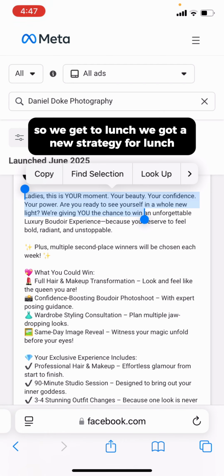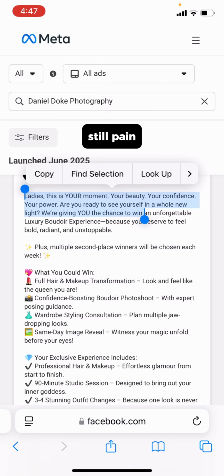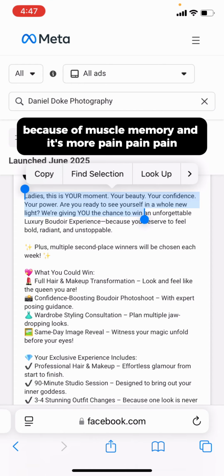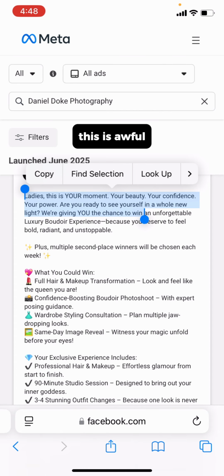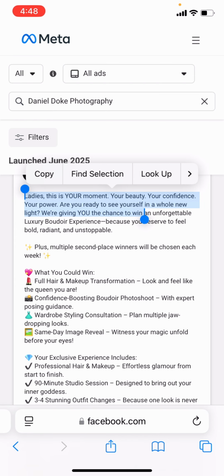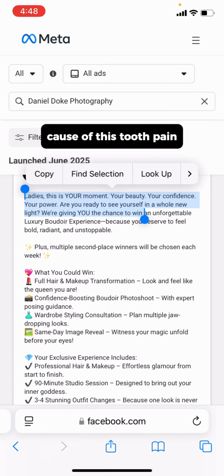So we get to lunch. We got a new strategy for lunch, which is we're going to choose the food on the left side of our mouth. So we do that, but still pain on the right side because our teeth touch a little bit, and our jaw still hurts, and then some food does go over there because of muscle memory. And it's more pain. We're like, man, this is awful. Can't even finish our lunch. We only ate half of it. We're like, all right, I got to get this solved. I can't focus. I can't eat. Probably won't be able to eat tonight. Probably won't be able to sleep because of this tooth pain.